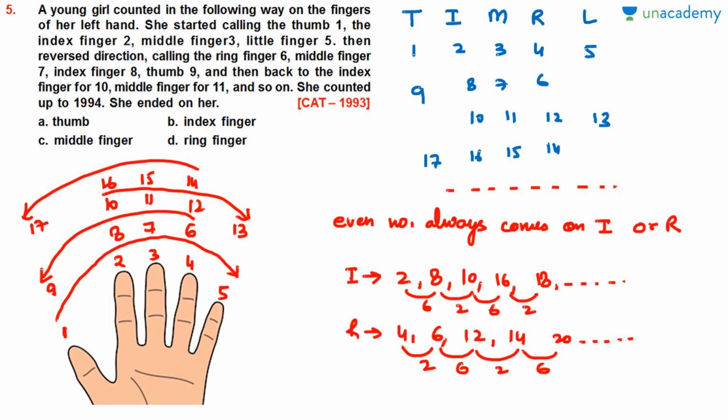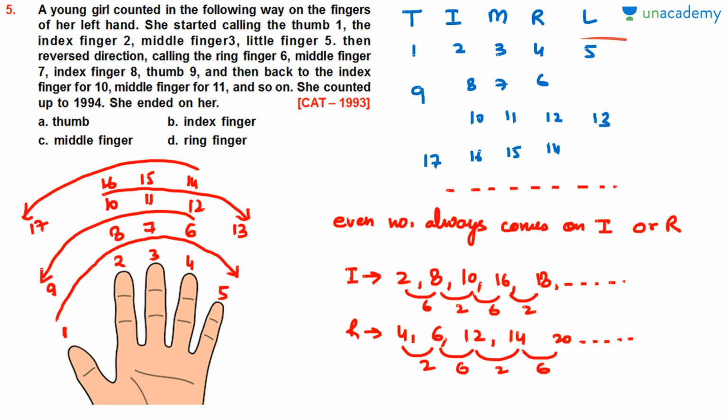She started counting the thumb as 1, then 2, 3, 4, 5, then in reverse order 6, 7, 8, 9, then in reverse order 10, 11, 12, 13, then in reverse order 14, 15, 16, 17, and so on. So we can write the order as thumb, index finger, middle finger, ring finger, and little finger.